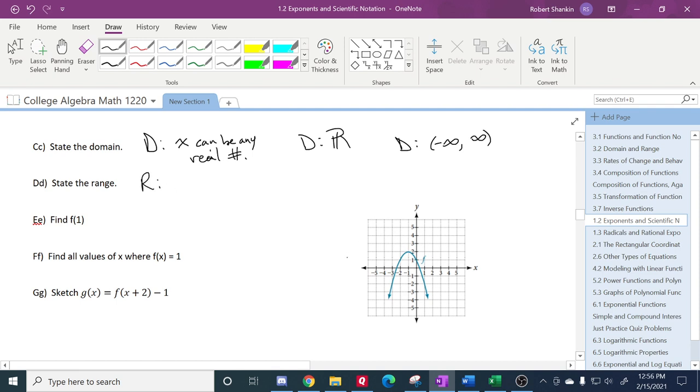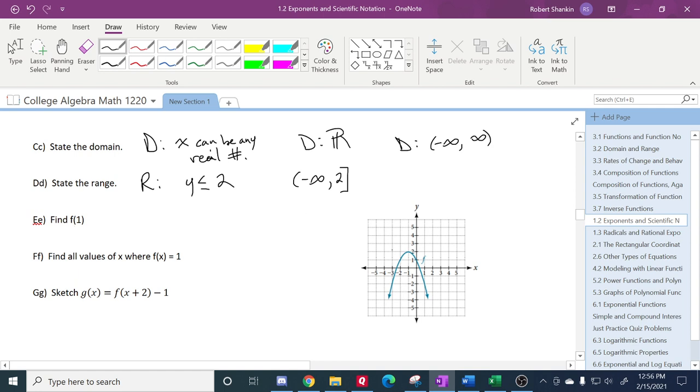The range: if I said, what input has a height of 3? Well, not 3, that can't be. All the x's could be there, but not all the y's. So where are they from? y must be less than or equal to 2. That's the highest height you can ever get. Or you could put this in interval notation from negative infinity to 2.